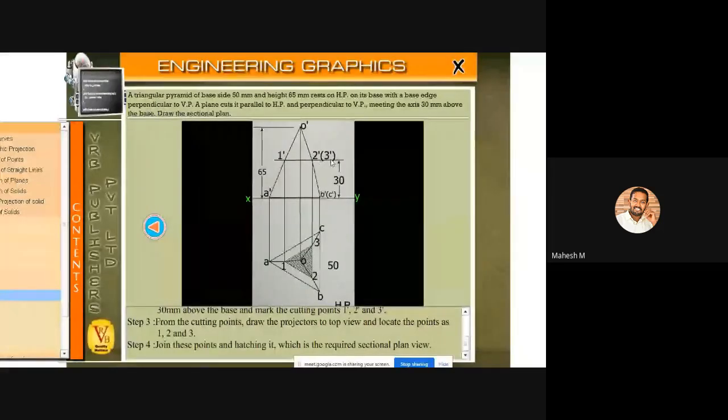So you can project these points up to the top view. So 1 dash is available in between O dash and A dash. So you can project up to O to A. And 2 dash is available between O dash and B dash. So you can project this 2 dash up to O to B. So here it is 2. And the 3 dash point is available in between O dash and C dash. So you can project up to O to C. So the 3 points, you can join the 3 points. And you can create the hatching lines in between these 3 lines. So these particular lines should not be highlighted.